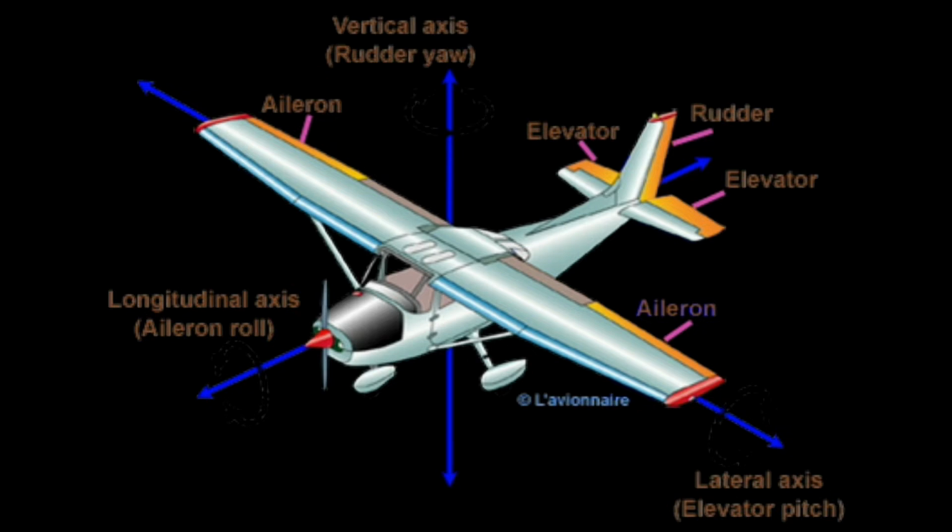Aircraft flight control systems are classified as primary and secondary. The primary controls include the aileron, elevator, and rudder. Secondary control systems improve the performance characteristics of an airplane or relieve the pilot of excessive control forces.